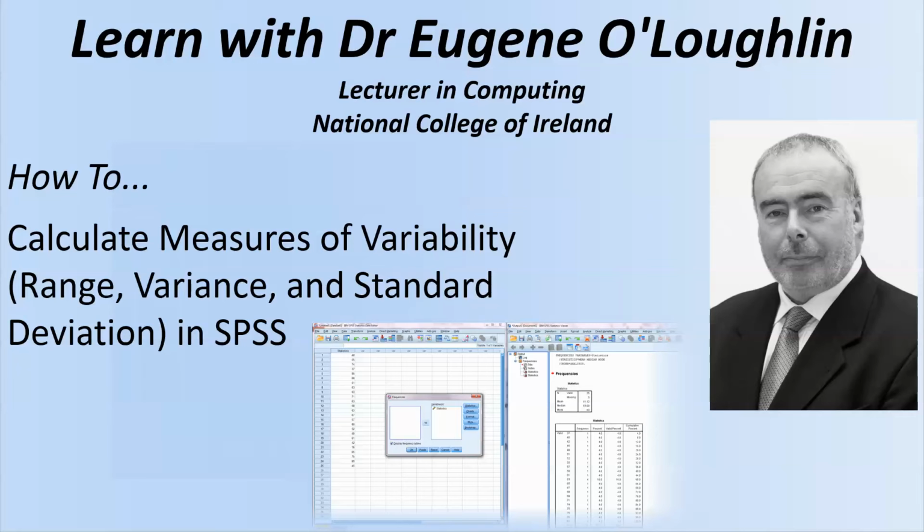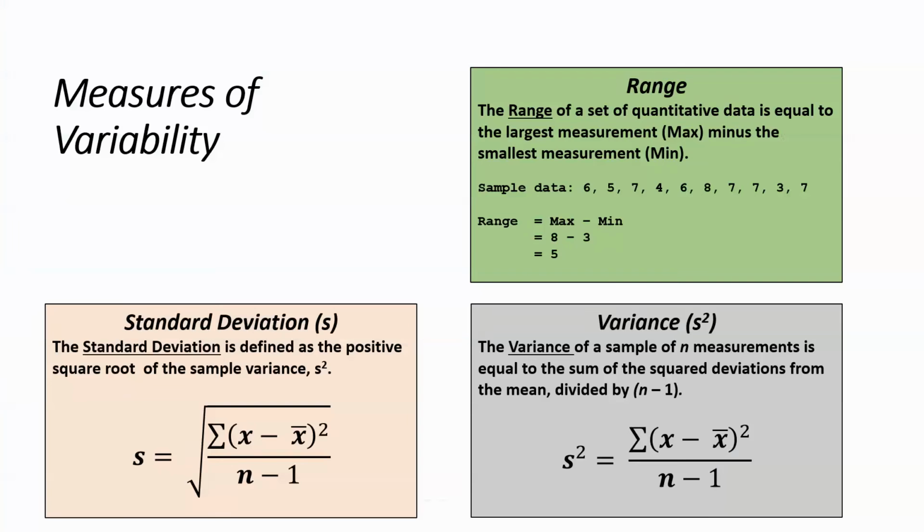Short how-to videos. In this video, we're going to learn how to calculate measures of variability, that's the range, variance, and standard deviation, using IBM's SPSS. Now, before we start, let's take a look at the three measures of variability that we're going to calculate in this video. The first is the simplest and perhaps crudest, and that's the range of our data.